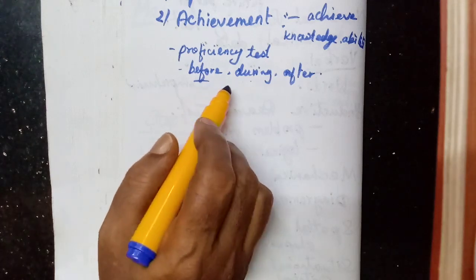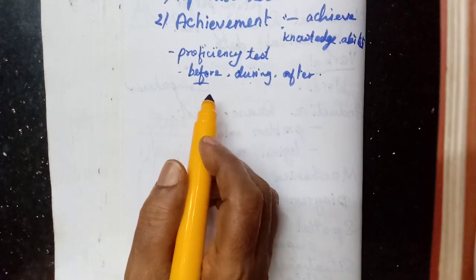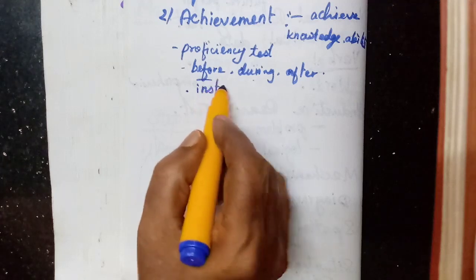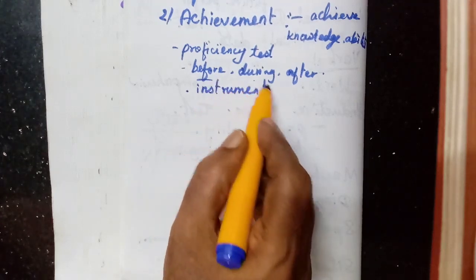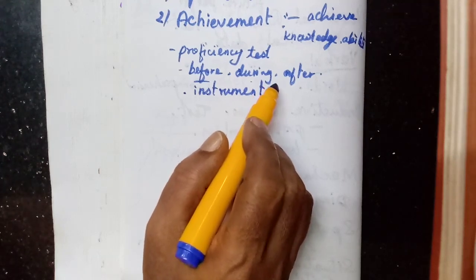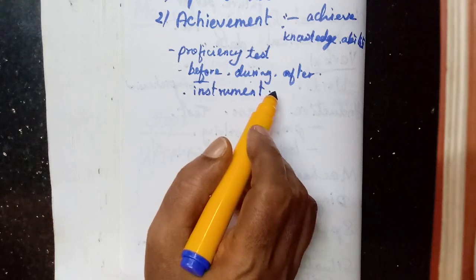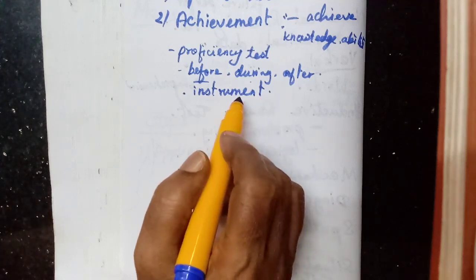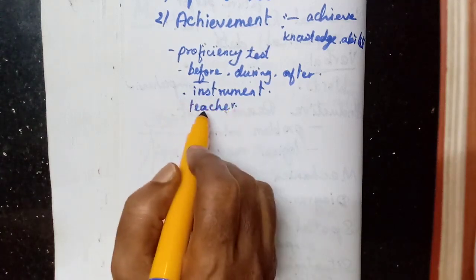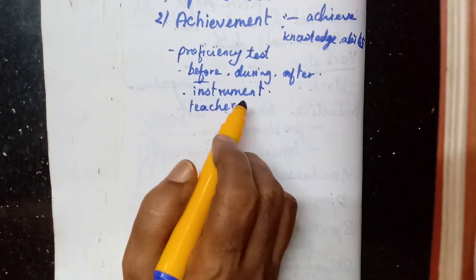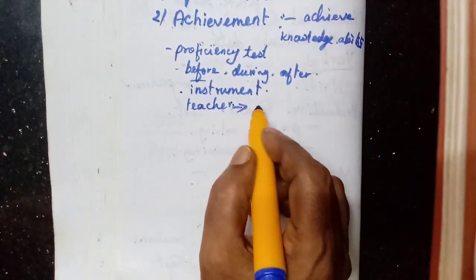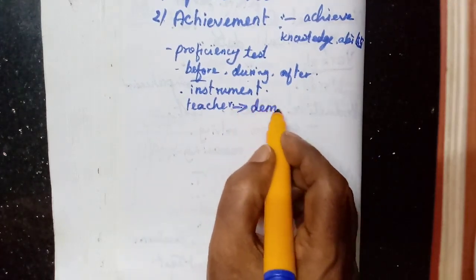Then if a music candidate is selected, how will they select? They will be given a musical instrument and asked how he plays that musical instrument. They will ask, any tune that you like very much can be played. So that they will test. Or a teacher candidate, how he or she will be tested in this achievement test? They will ask them to give a demo class, a demonstration.